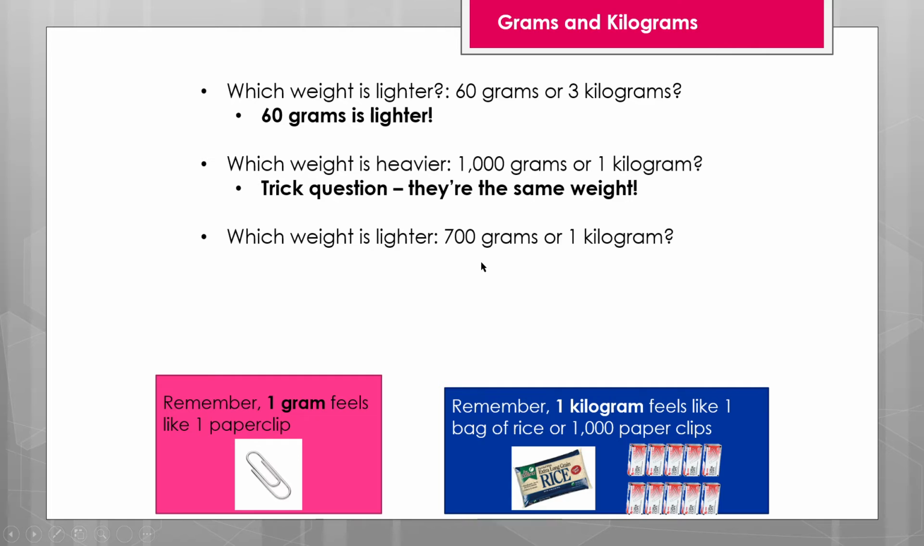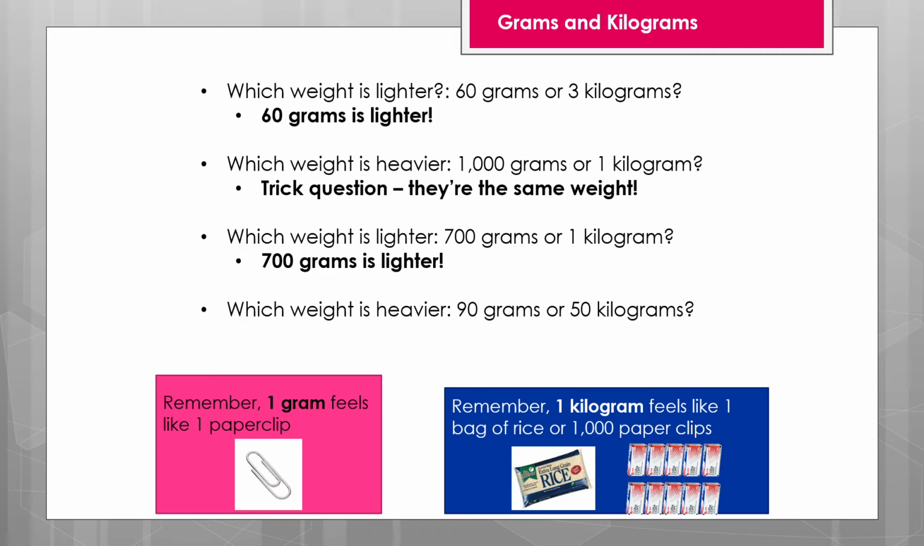Okay, now which weight is lighter? 700 grams or 1 kilogram? Since we're talking about lighter, first of all we'd have to convert the units. So we're going to convert kilograms to grams. 1 kilogram is equal to 1,000 grams. So is 1,000 lighter or 700 lighter? Of course, 700 grams is lighter.